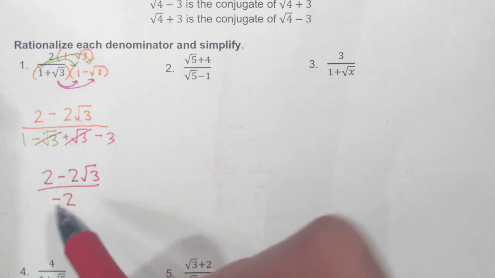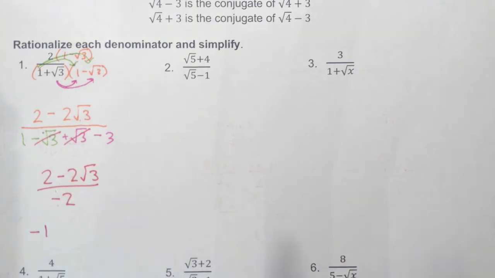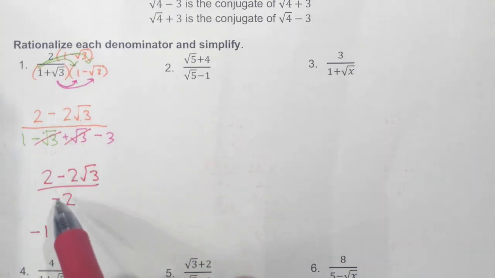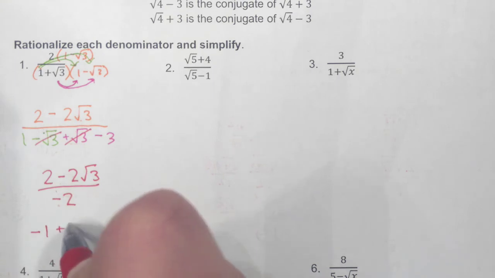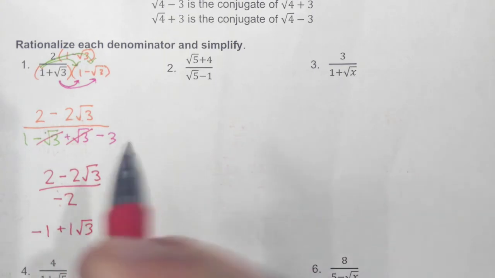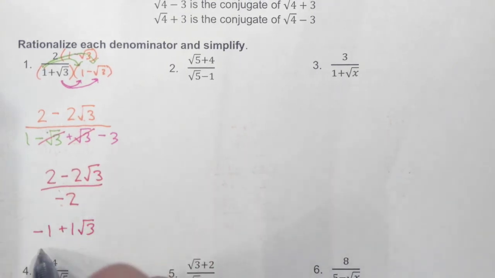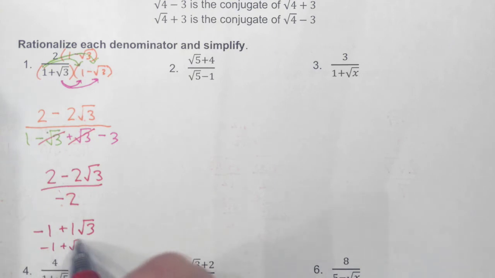So 2 divided by negative 2 is negative 1. Negative 2 divided by negative 2 is going to be positive 1, and then square root of 3. It's a little weird to have that 1 there, so I'd probably just write it as negative 1 plus the square root of 3 for my final answer there.